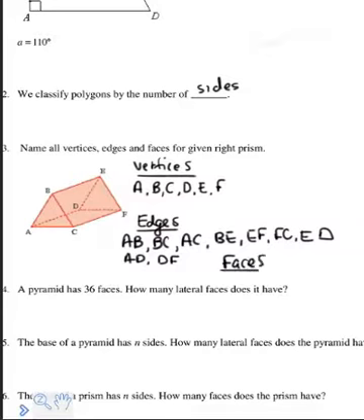Okay, for the faces, we have the two bases, triangle ABC and triangle DEF. Back here when we're talking about edges, the edges are segments, so these should all be segment AB, segment BC, segment AC. So I'm going to put segment markings here.